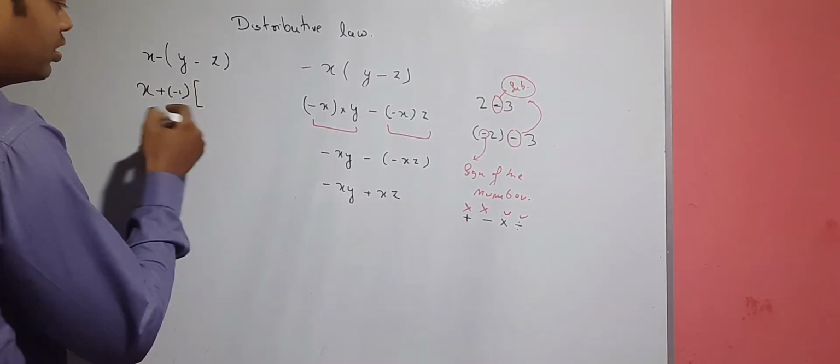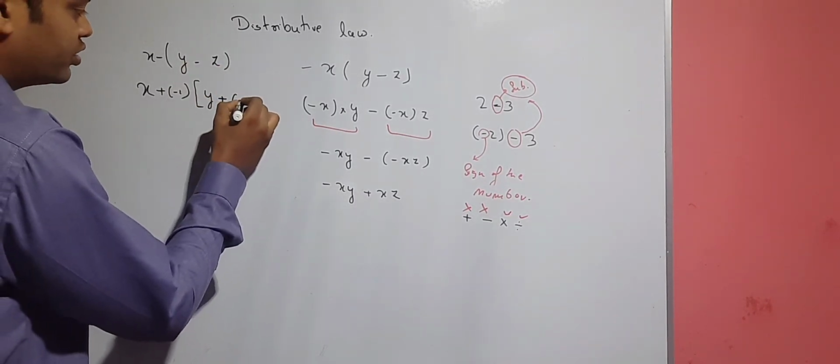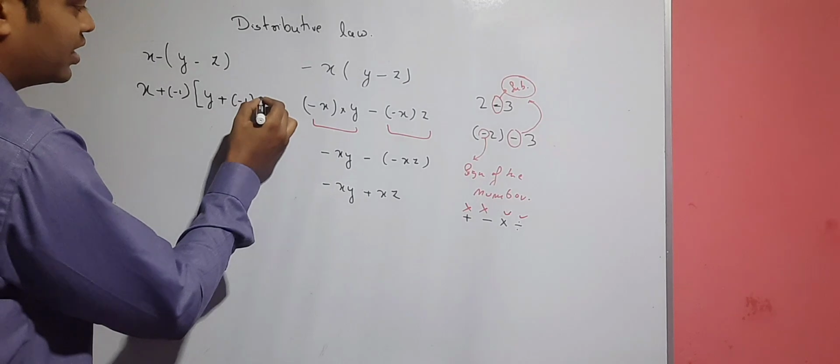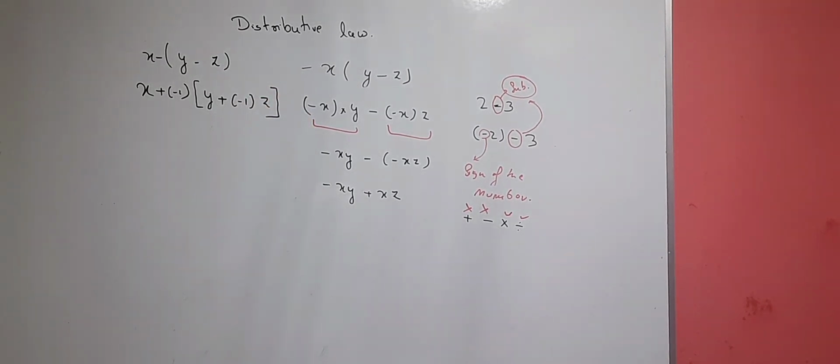So I can open the bracket. Okay, so y, and minus is there, again plus, again instead of minus you write minus 1 and after that z, close the bracket. You understood up to there? So wherever minus is there, you will replace that minus with plus and minus 1.